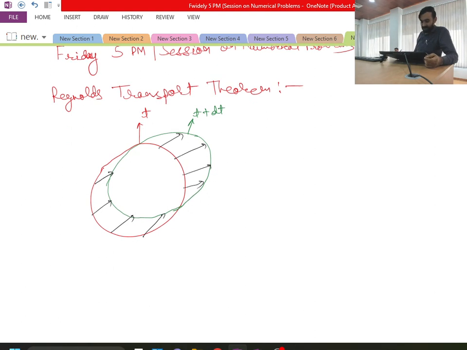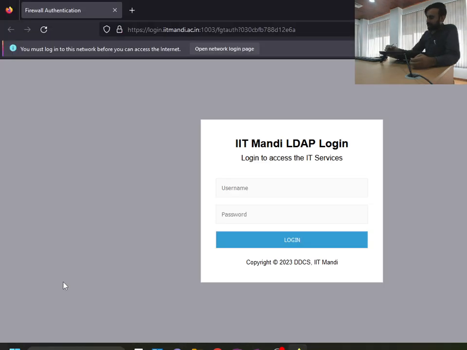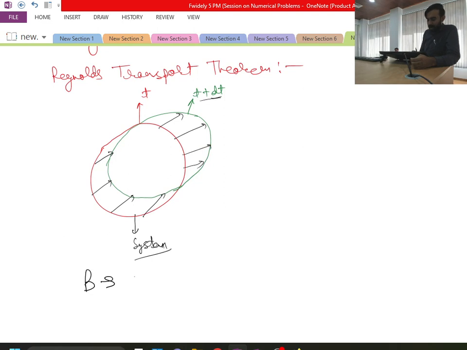For that, I have considered this red colored outline. This is nothing but a system, and I have drawn this system at some time t. Now consider that this system has shifted to this green outlined boundary in some time interval dt, so t plus dt is the new position of the system. While this system moves in the flow field, of course there will be certain changes in its properties. So let us consider that B is any arbitrary property of the system.